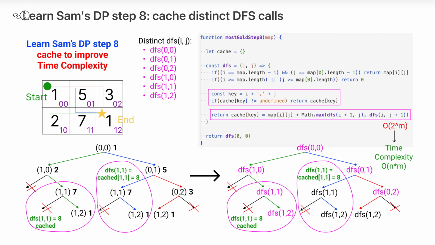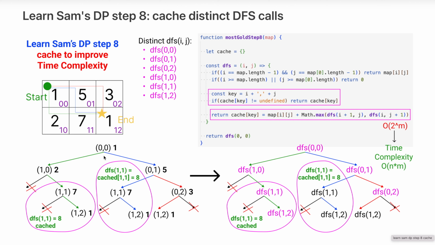Next, learn SAMDB step 8, caching distinct recursive depth search calls. Now after step 7, we already have a full working dynamic programming solution. What we're gonna do in step 8 is we're gonna make that dynamic programming solution more performant, meaning we're gonna bring down the exponential time complexity to the polynomial time complexity by caching. So what do we cache?